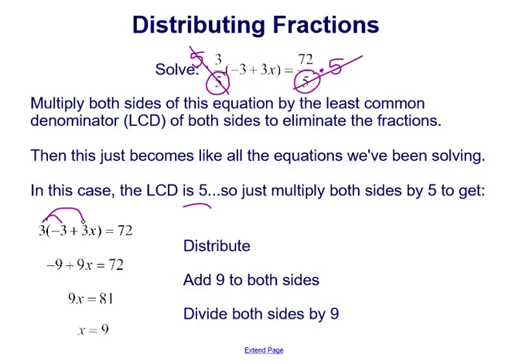So that'll be 3 times -3 is -9, and then 3 times 3x is 9x. So that'll be -9 plus 9x equals 72. We'll then add 9 to both sides. That gives us 9x equals 81. And then if you divide both sides by 9, that gives you the solution of x equals 9. So again, when distributing fractions, you actually don't want to distribute the fraction. You want to multiply by that LCD to get rid of the fraction, and then you can multiply with an integer.